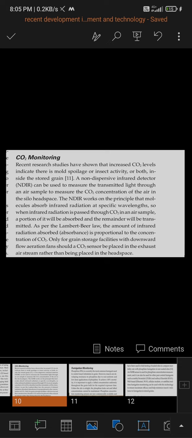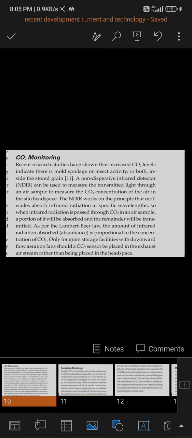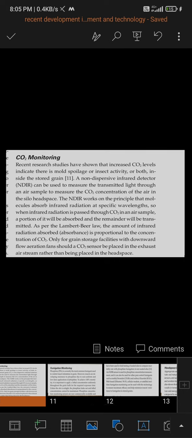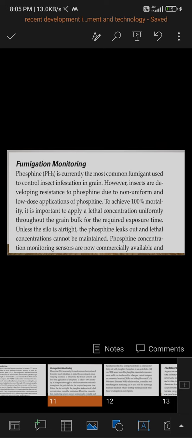a molecule absorbs infrared radiation at specific wavelengths. So when infrared radiation is passed through carbon dioxide in an air sample, a portion of it will be absorbed and the remainder will be transmitted. As per the Lambert-Beer law, the amount of infrared radiation absorbed is proportional to the concentration of carbon dioxide. Only for grain storage facilities with downward flow aeration fans should a carbon dioxide sensor be placed in the exhaust airstream rather than being placed in the headspace.